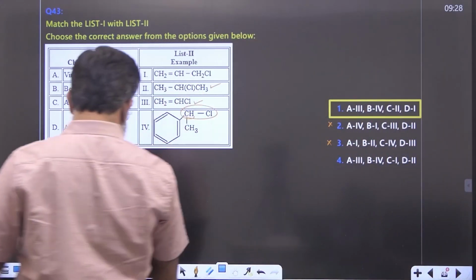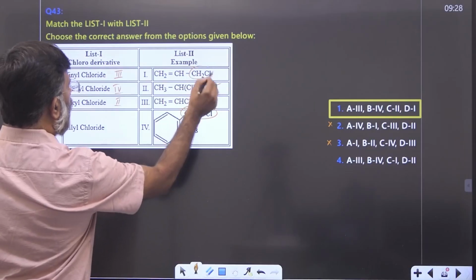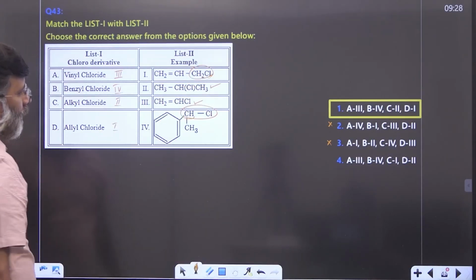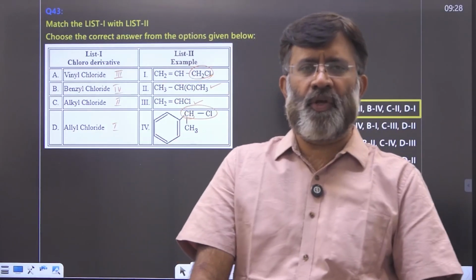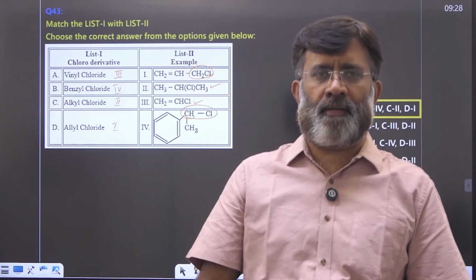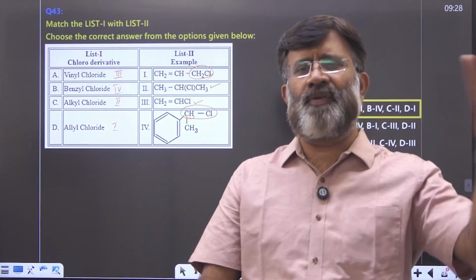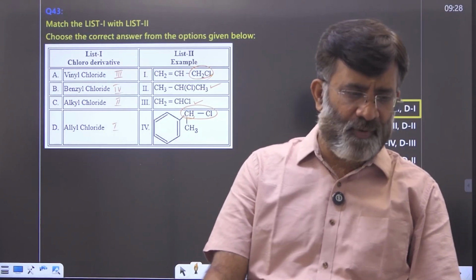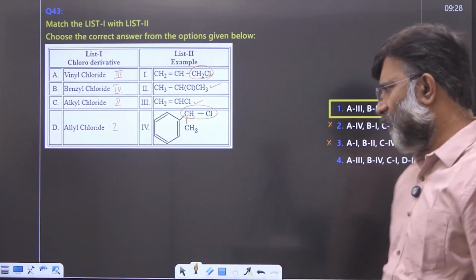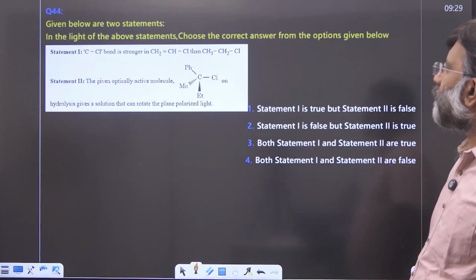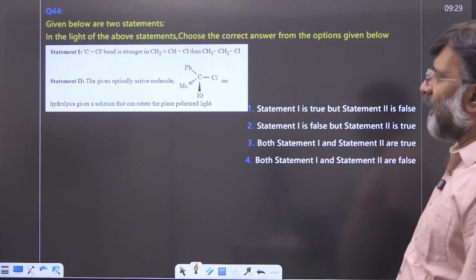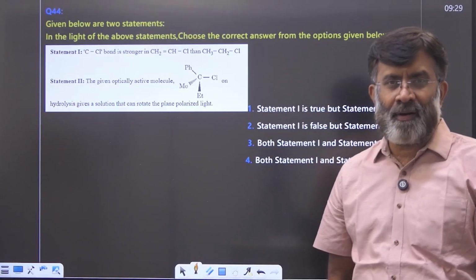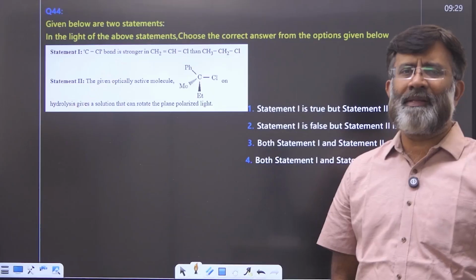What about D? Allyl chloride. This is allyl chloride. So D with 1. That is the perfect matching. And a very simple question regarding the classification of alkyl halides, from the haloalkane chapter, various classifications from where we find this question. Okay. Next, a very simple, direct question only. Next. Question number 44. Again, we have a statement based question. Two statements are given based on a molecule. So what will be the correct answer?